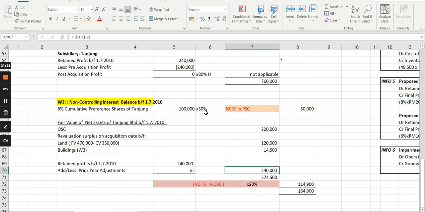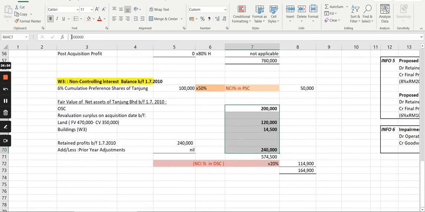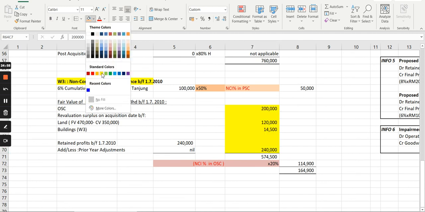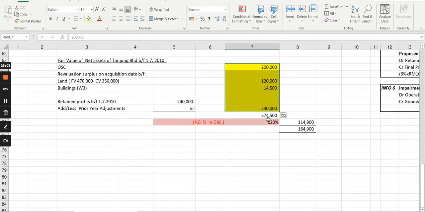Don't use the same percentage for the preference shares, 50%, with the one of the ordinary shares. For the ordinary shares, the non-controlling interest portion is 20%. So all this that you have here, the one that I have already highlighted there. Sorry, it's not highlight. Okay, I put this yellow there, in the yellow highlighter there.